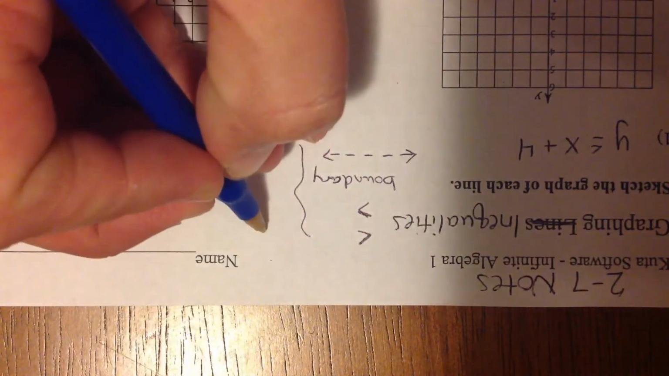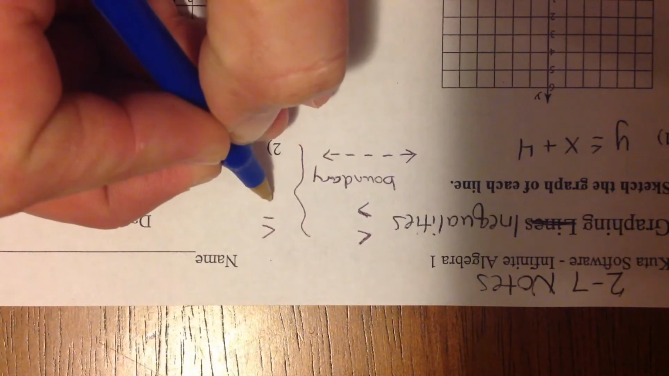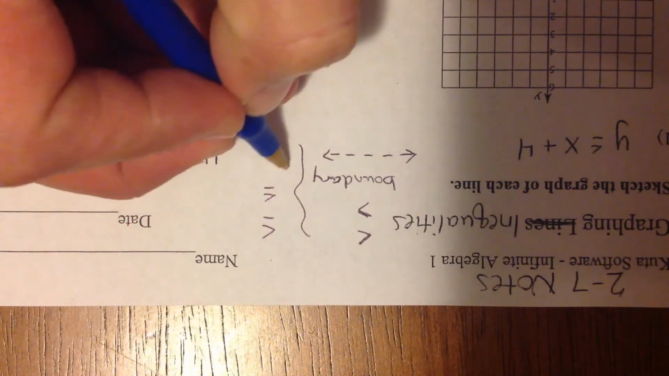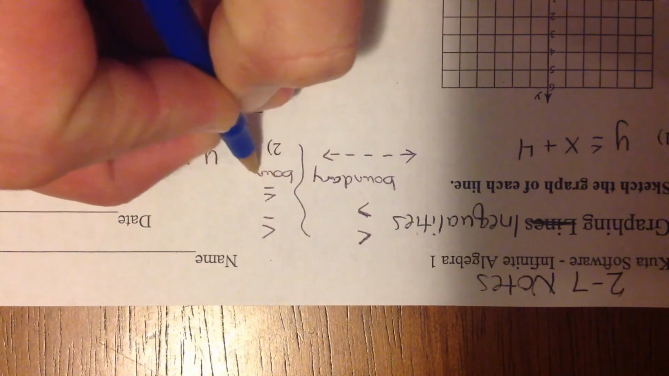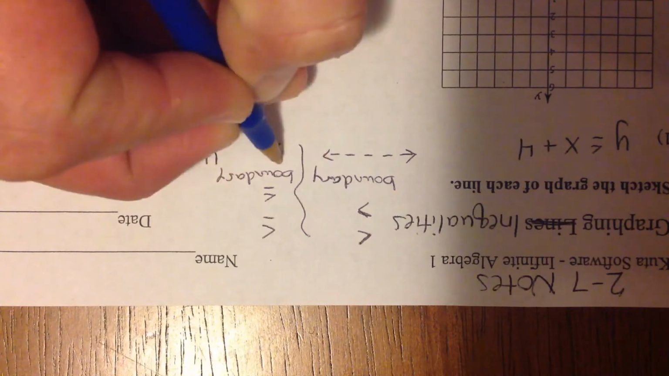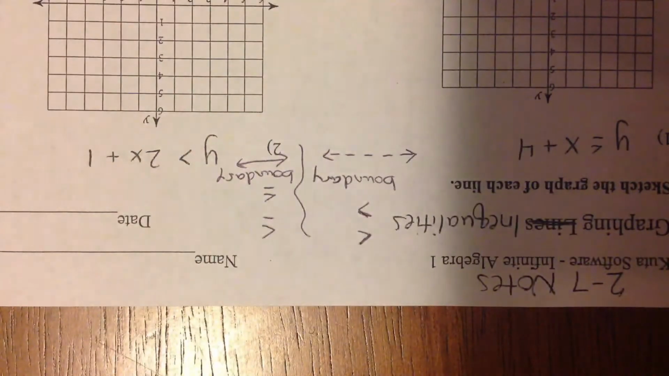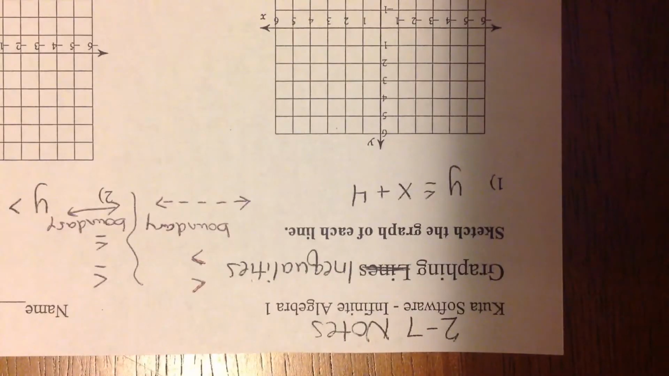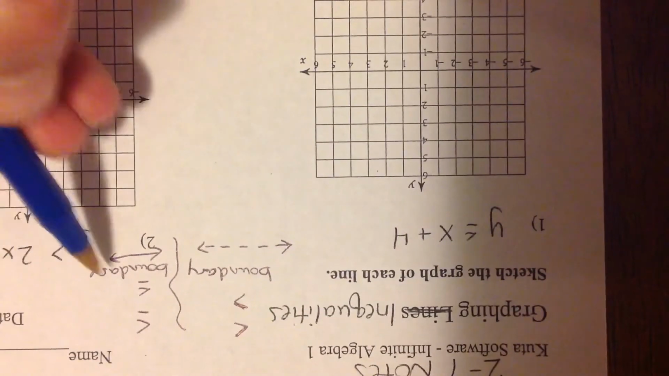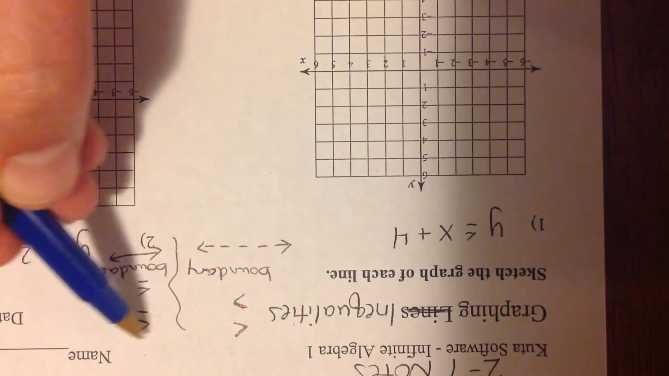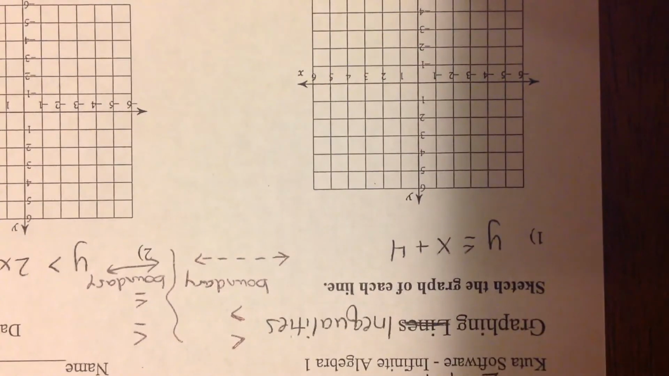Now if we have a less than or equal to or a greater than or equal to, our boundary will be solid. Alright, so I'll show you what that means. In our first example we have y is less than or equal to x plus 4. So keeping in mind less than or equal to right here, that's going to mean we have a solid boundary line. But let's graph what that looks like.